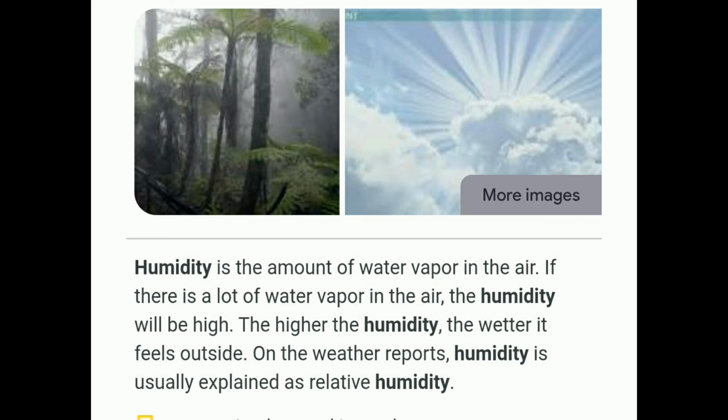So what is relative humidity? It is a ratio between two things. The first is the maximum water vapor that the air can hold at a given temperature and pressure, and the second is the actual amount of water vapor it holds at any given time. If you want to see this, on page number 46 in your textbook, there are 2 points on relative humidity, so you can go through that.